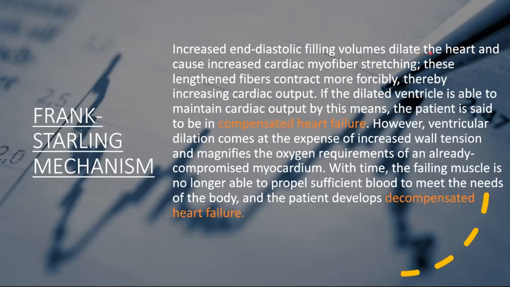You dilate, the more you stretch the myofibers, the more they contract with more force, so they increase the cardiac output. So the cardiac output will go back to normal, so the heart failure will be compensated. Now, however, ventricular dilation comes at an expense of increased wall tension, and this will magnify the oxygen demands of an already compromised myocardium. Now, with time, the failing muscle is no longer able to propel sufficient blood to meet the needs of the body, and now the patient develops decompensated heart failure. So at first, the Frank-Starling mechanism will help you, but with time it fails and you develop decompensated heart failure.